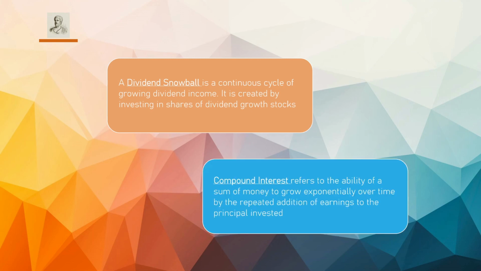And then this principle really lies upon the effect of compound interest. So compound interest refers to the ability of a sum of money to grow exponentially over time by the repeated addition of earnings to the principal invested. And the principal is the initial amount, right? Or the base that's earning the interest on the income.